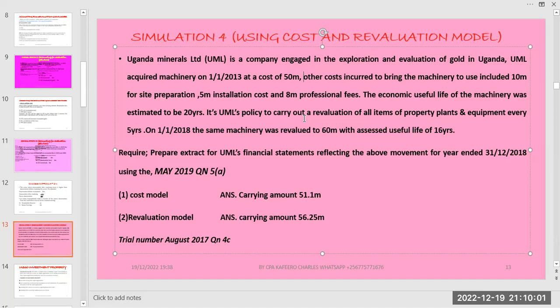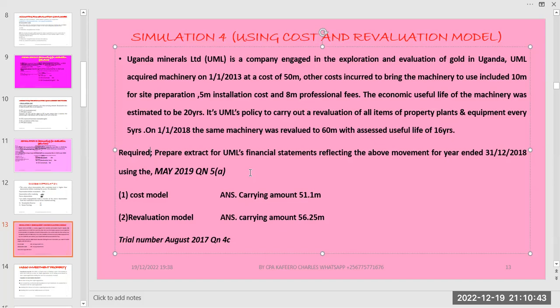Then we have the required. They are saying prepare extracts for UML's financial statements reflecting the above movements for the year ended 31st December 2018 using one, the cost model, and two, the revaluation model. That's basically the year they wanted us to prepare these books for, 31st December 2018.